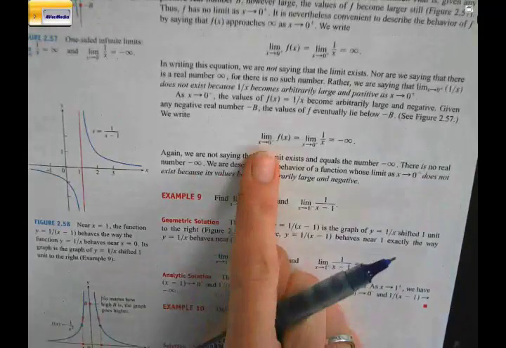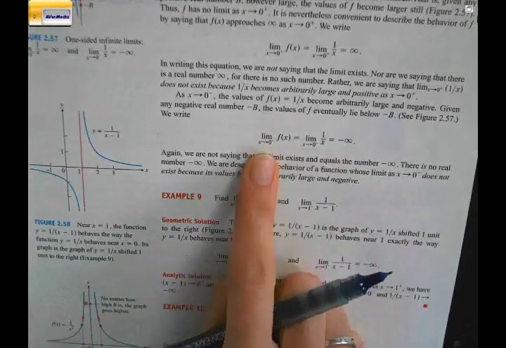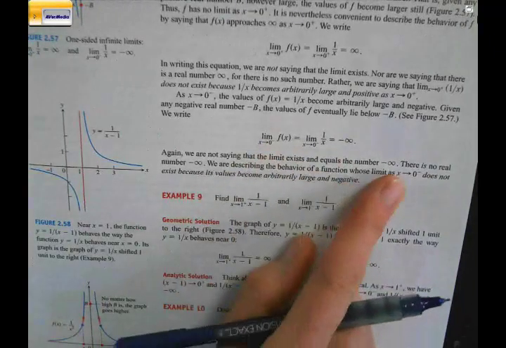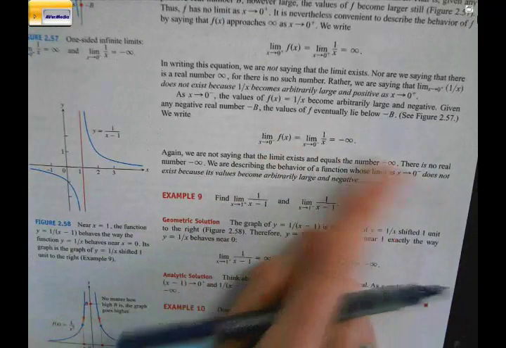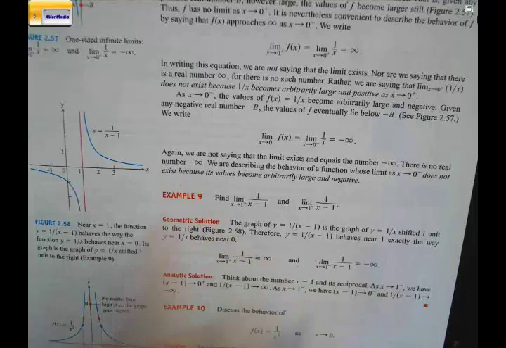Okay, so be very careful. And then they do it again here, because if we were to take this limit as x approaches 0 from the left, it would be negative infinity. And again, they're saying we are not saying that this limit exists, and we're not saying that it actually equals the number negative infinity, because there is no real number negative infinity. We are just describing the behavior of the function.